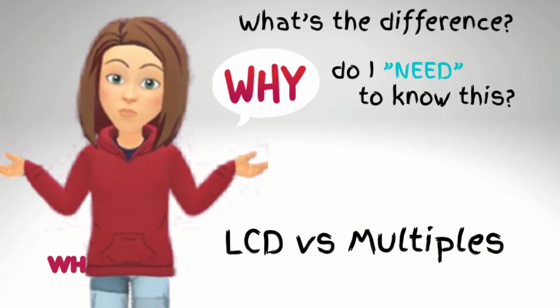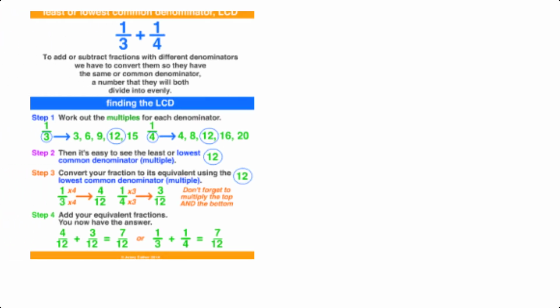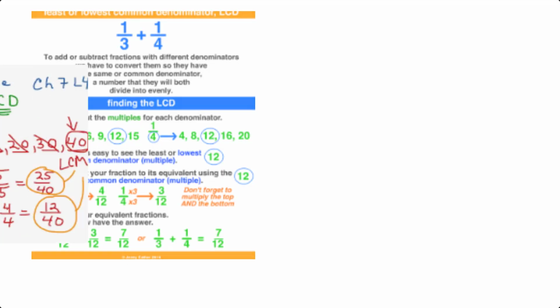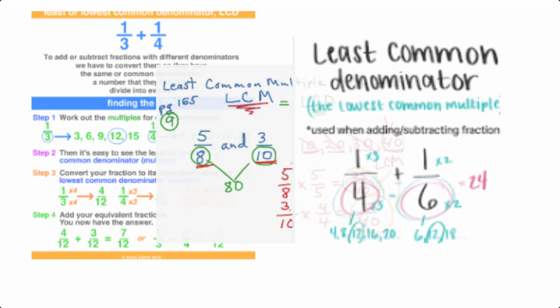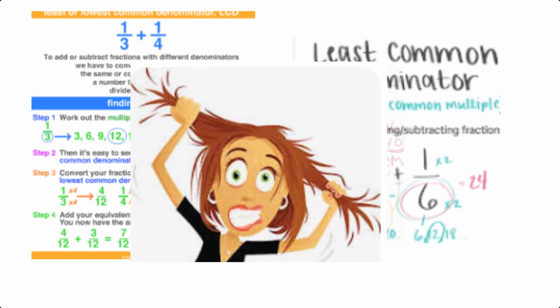Have you ever been told to find the lowest common denominator, the LCD, and then also told to find multiples? Did you wonder if they are the same thing? They are related, but they're not the same.